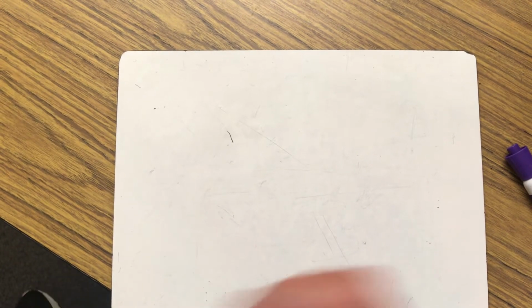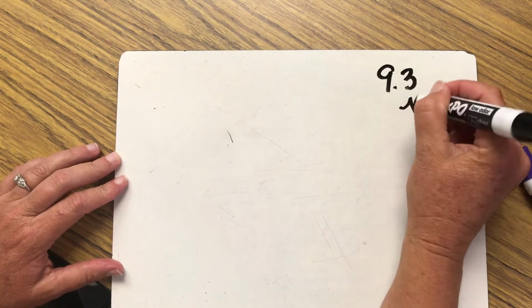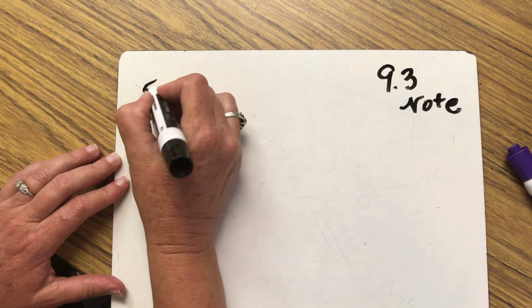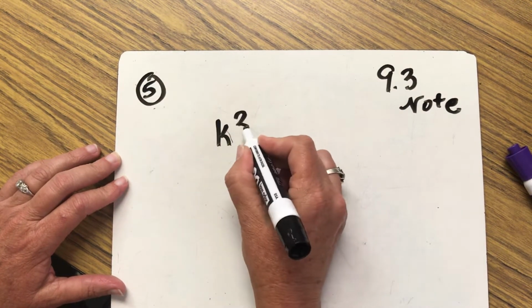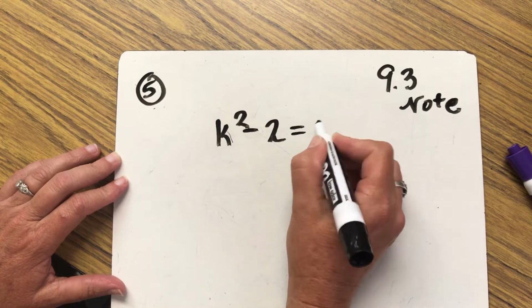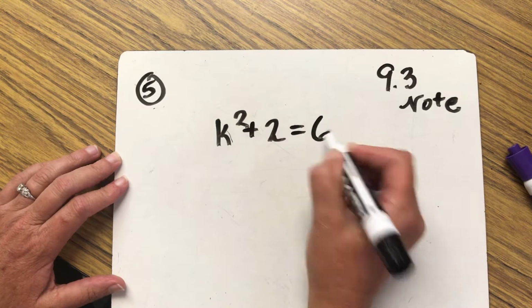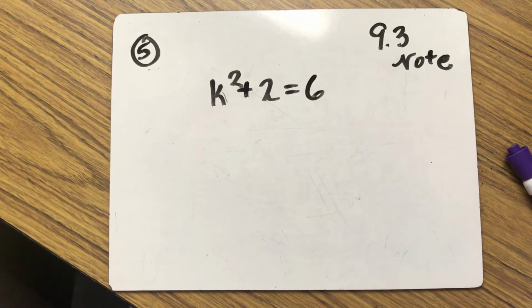Welcome back to your 9-3 notes. We are on question number 5. k squared minus 2 plus 2 equals 6. So k squared plus 2 equals 6.